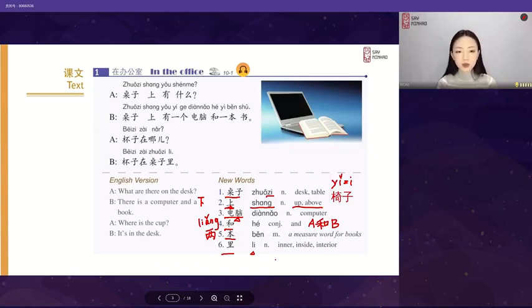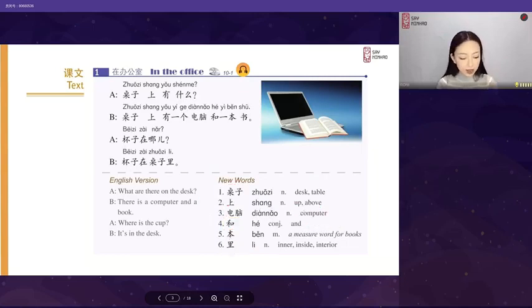So how to say in school? It is 学校里, very good. And in hospital is 医院里, the word we learned in last lesson. And how to say in the desk? We just learned it. It is 桌子里, right? 桌子里, okay? How to say inside a computer? It is 电脑里. Very good, very good.